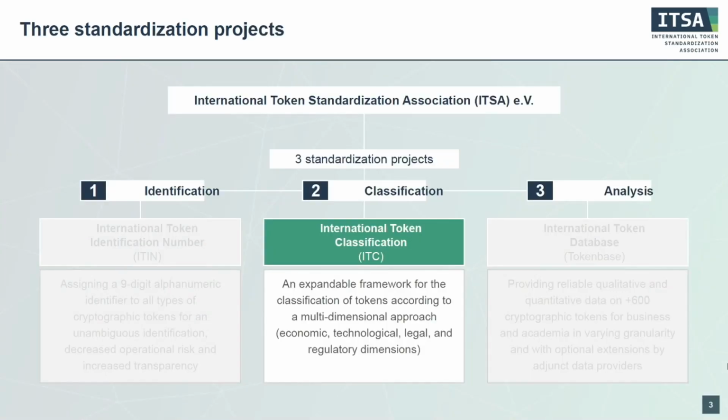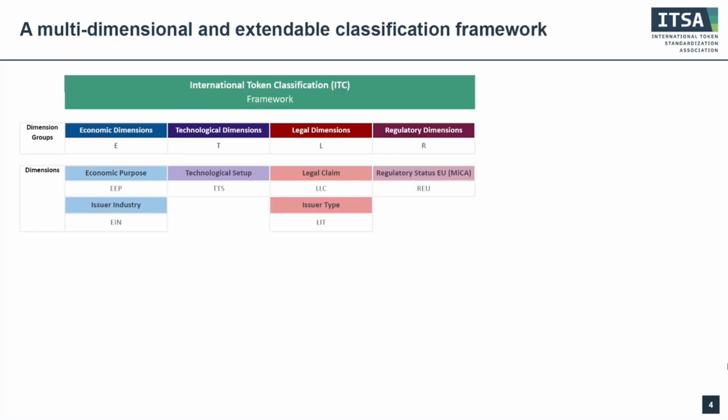So what is the ITC? It's an expandable framework. We use it for the classification of tokens according to a multi-dimensional approach, namely economic, technological, legal, and regulatory dimensions. I will take you through it now. This is basically what it looks like. You can see there are 4 dimension groups and 6 dimensions: economic purpose, issuer industry, technological setup, legal claim, issuer type, and regulatory status EU according to the Markets and Crypto Assets Regulation.